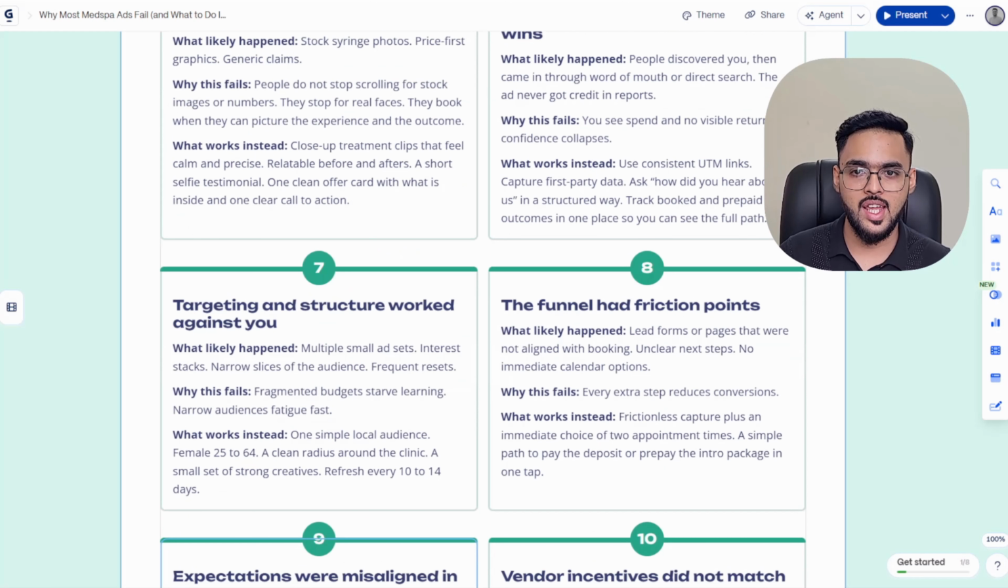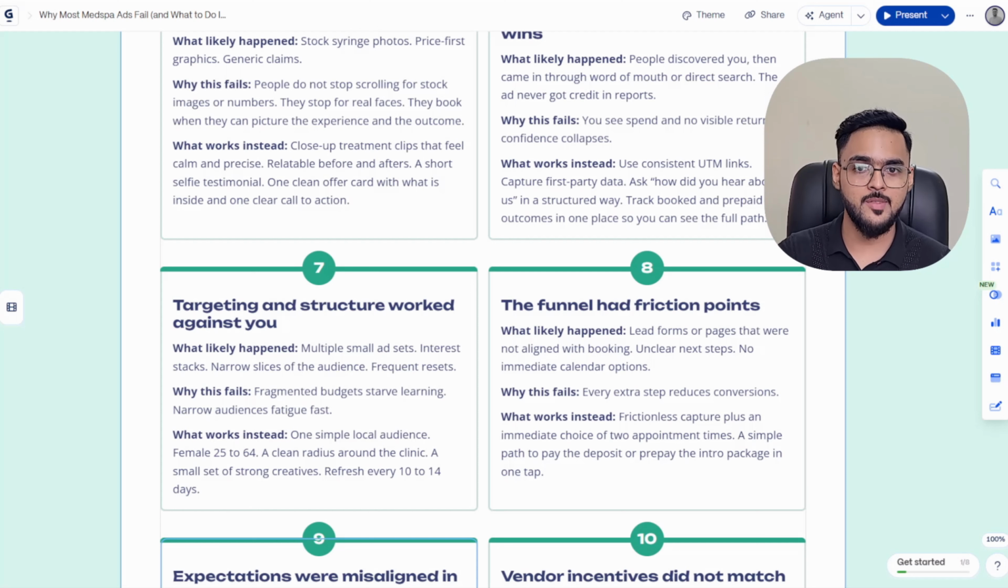Reason number seven is overcomplicated targeting. A lot of agencies split the audience into tiny interest groups or dozens of ad sets. In real life, that just starves the budget and the algorithm cannot learn. The better way is simple. Like target women if that's your target demographic, 25 to 64, within 10 to 12 miles of your clinic. Let the algorithm optimize and then rotate fresh creatives every couple of weeks. That's enough to keep the flow steady without burning budget.